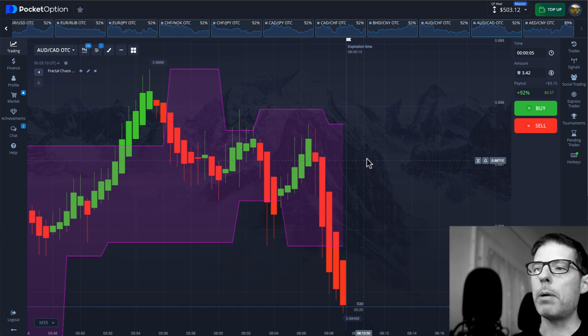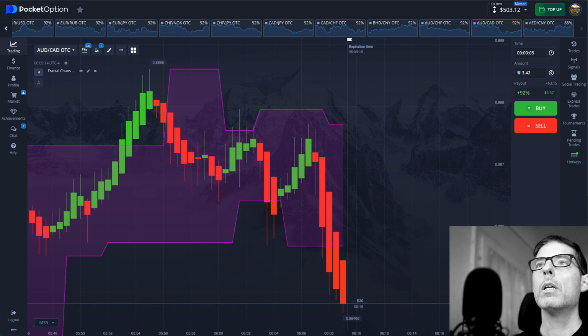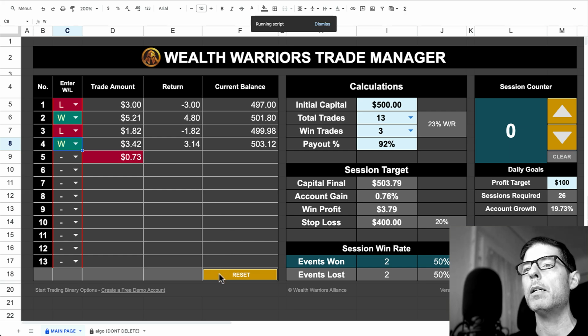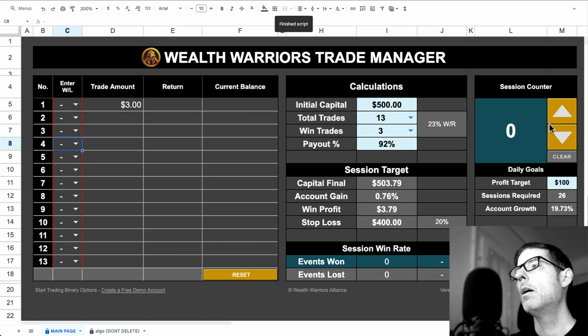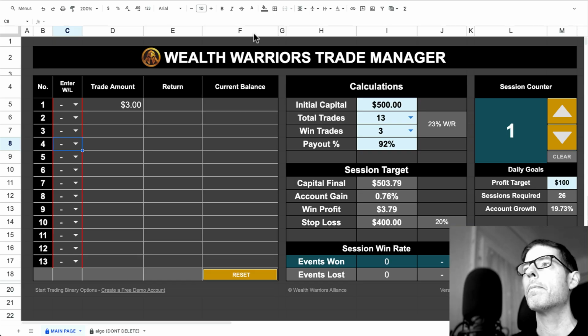And back over here on Pocket Option, look how that played out. Now, the next trade amount is under $1, so Pocket Option does not allow us to trade with less than $1. So I'm going to go ahead and consider this session as completed. Let's hit the reset button, mark 1 session as completed with the session counter. And the new balance inside of Pocket Option is 503.12.